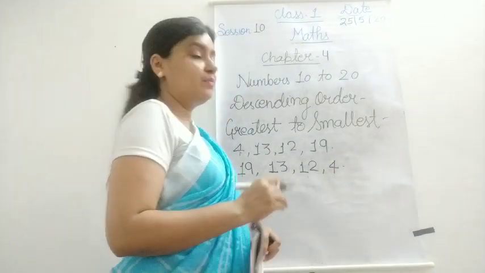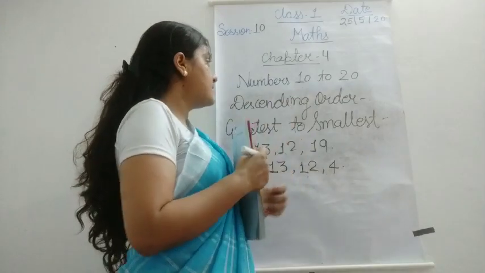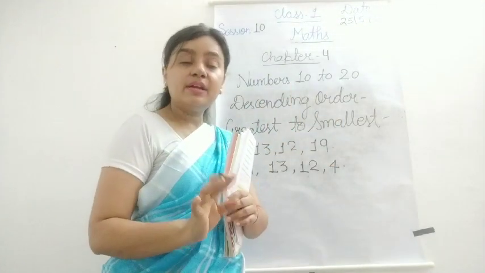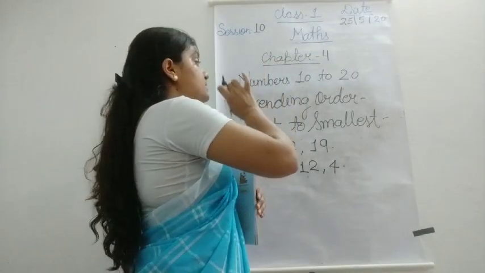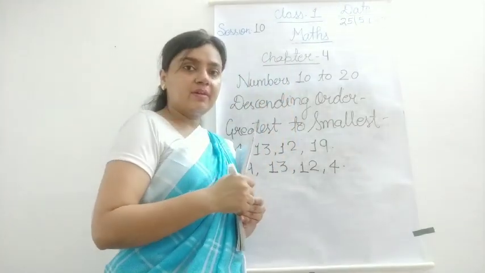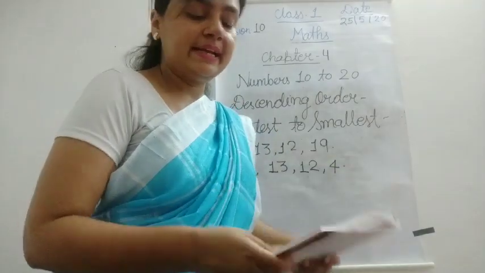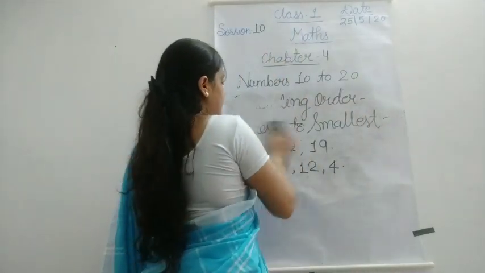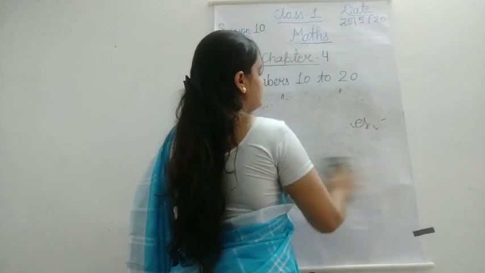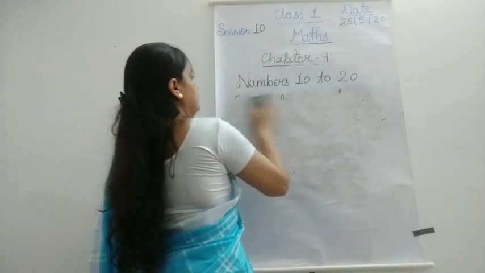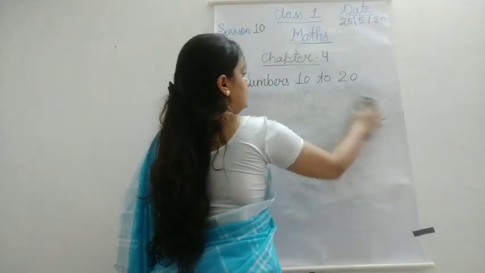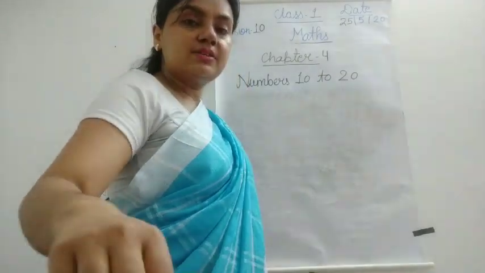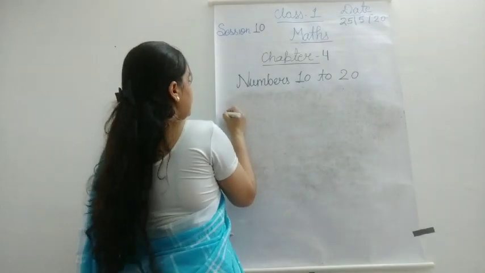Descending order means what? Greatest to smallest. And ascending order means what? Ascending order means smallest to greatest. Let's write one more time. What is meant by ascending and descending order? Let's write it. Please learn what I am writing.